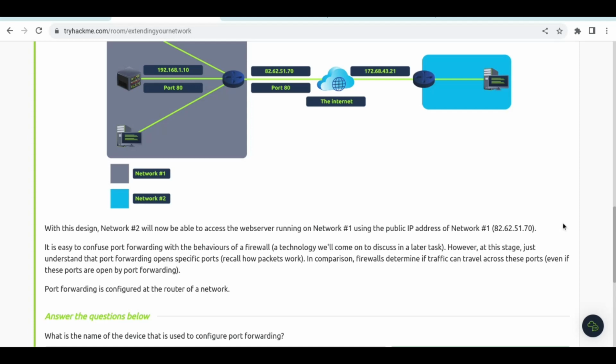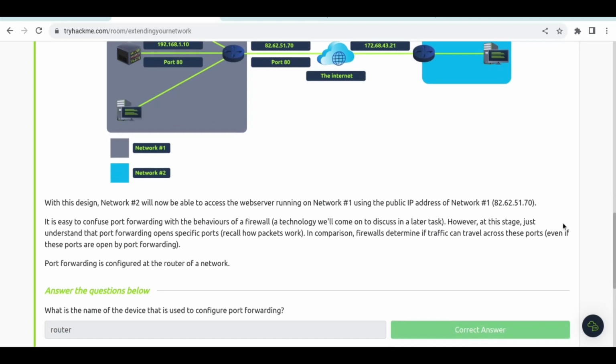Moving on to answer the question below. What is the name of the device that is used to configure port forwarding? And that is a router.